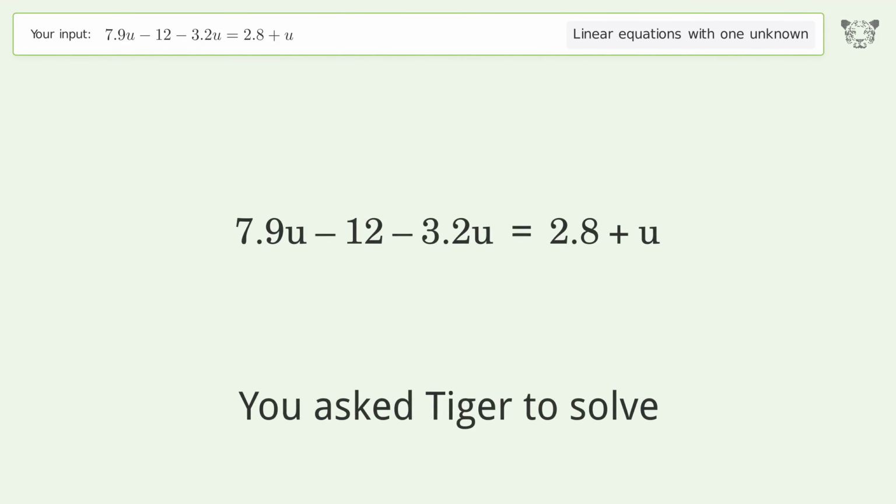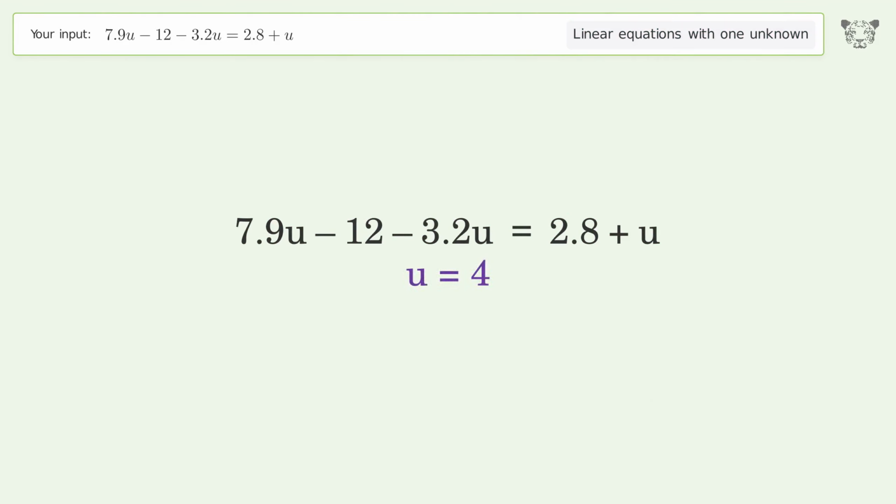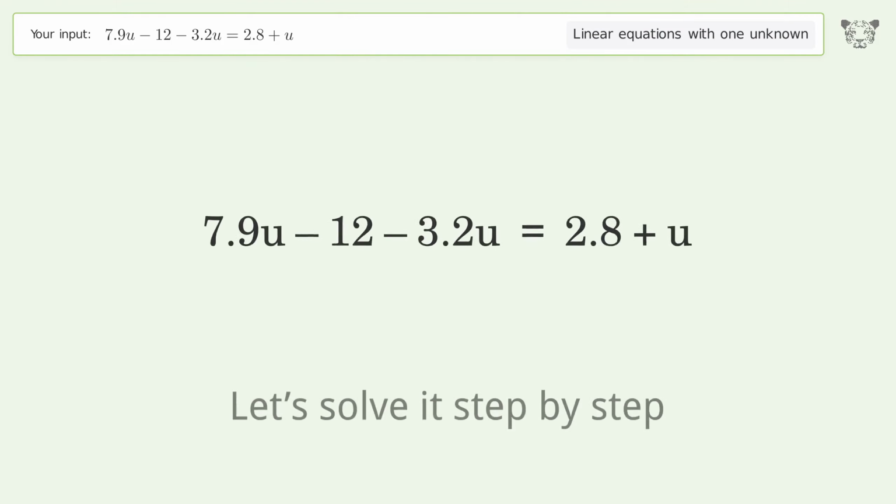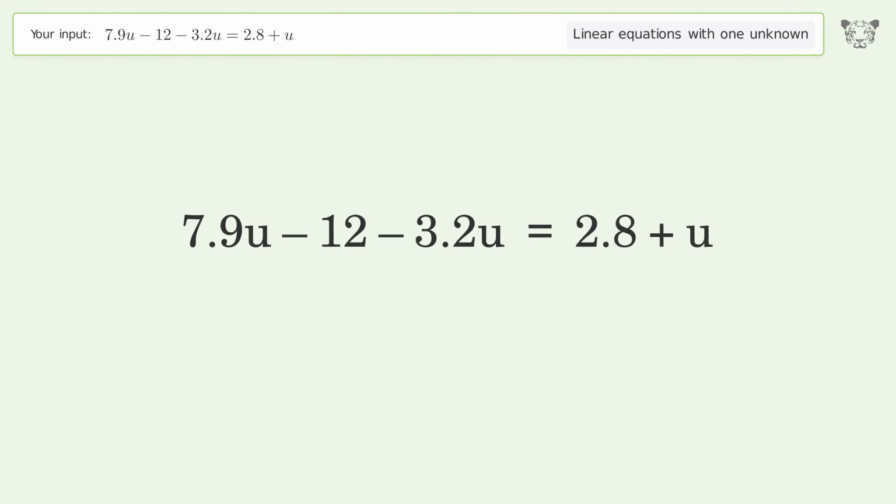You ask Tiger to solve. This deals with linear equations with one unknown. The final result is u equals 4. Let's solve it step by step. Simplify the expression. Group like terms.